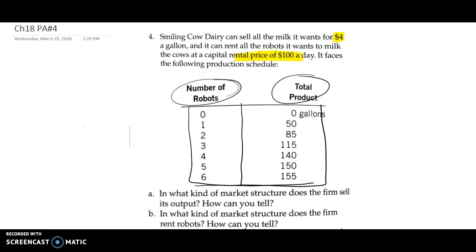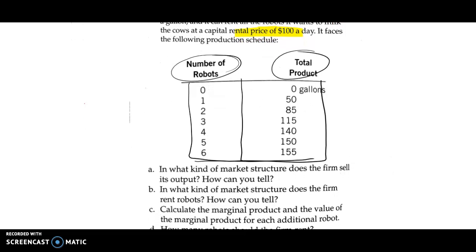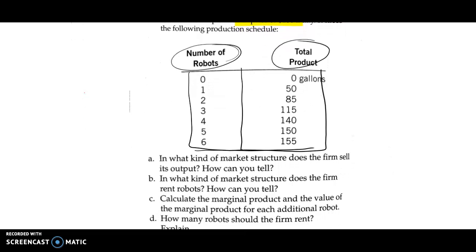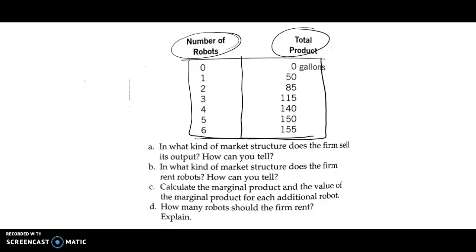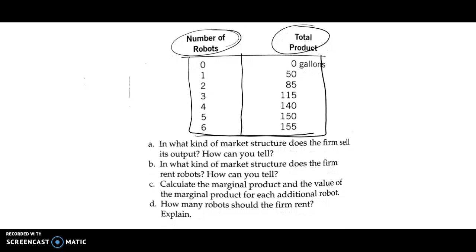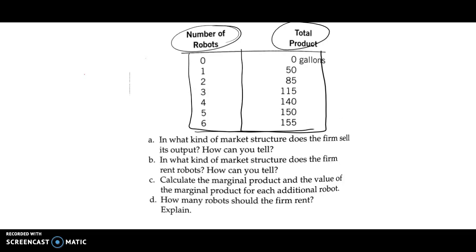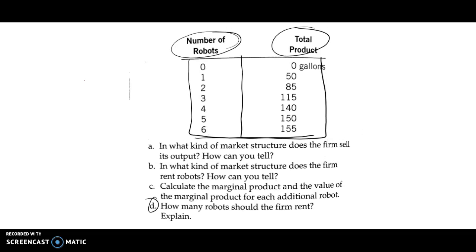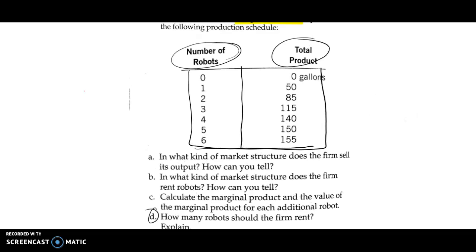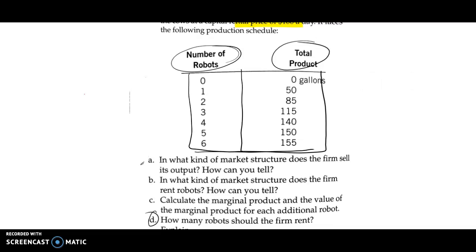So this one, the questions say what kind of market is it selling its output in, what kind of market is it renting robots in, and then you have to calculate the marginal product and the value of the marginal product for each additional robot, and then how many robots ultimately should the firm rent. D is the one where we're really looking to calculate a couple of different things and then figure out what's the most valuable for them: to hire 0, or to hire 6, or somewhere in between. The first two are just kind of a description of the market this firm operates in.